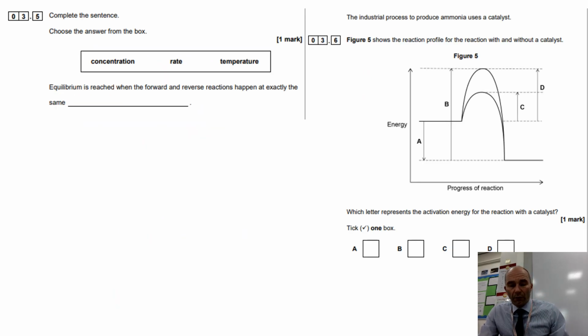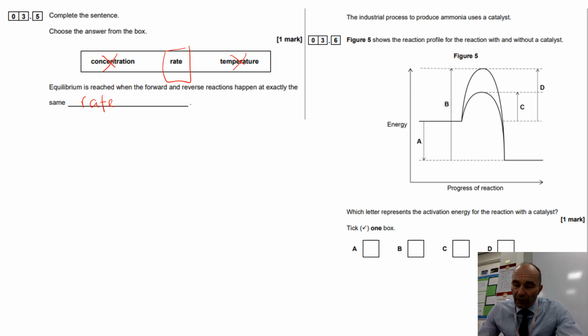And then question 3.5, complete the sentence. Again, we're given the words to help us. Equilibrium is reached when the forward and reverse reactions happen at exactly what? Now, the correct answer here is rate. So, as fast as the forward reaction is happening, it is matched by the rate of the backward reaction, the reverse reaction. Concentration and temperature will both have an effect on the equilibrium position. So the one that we're looking for that stays the same will be rate.